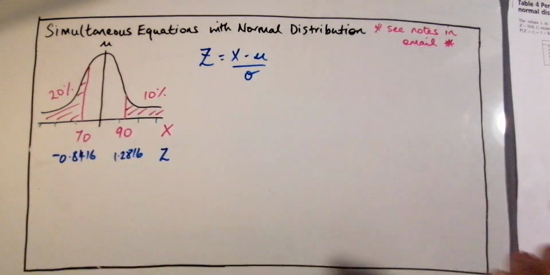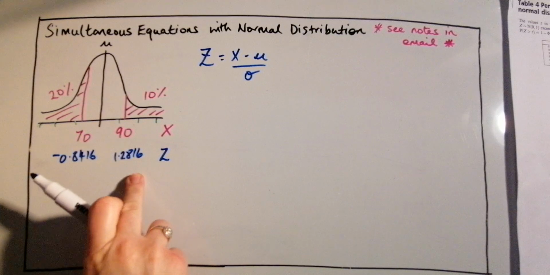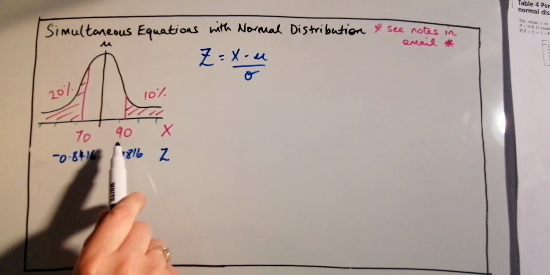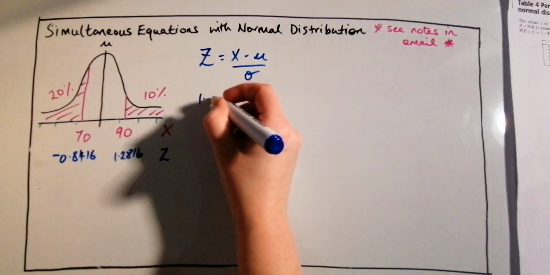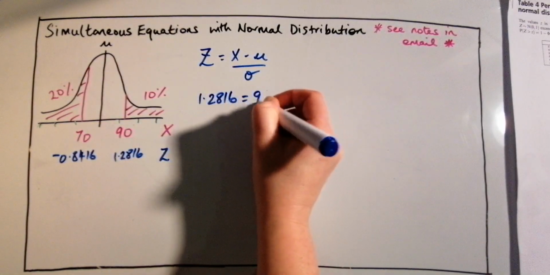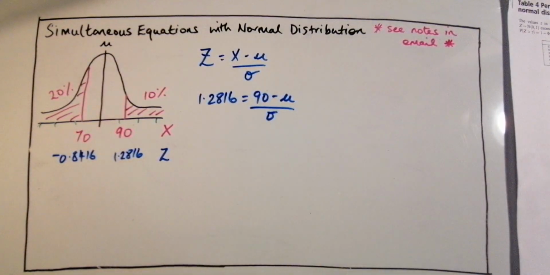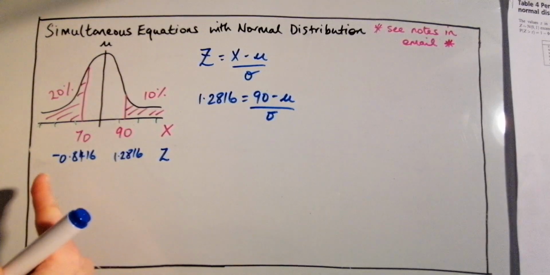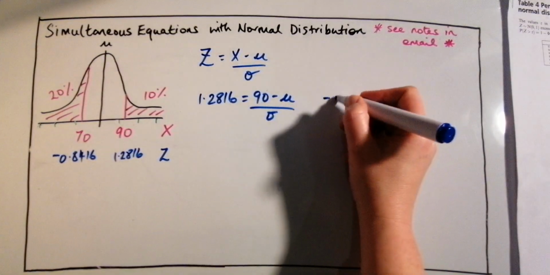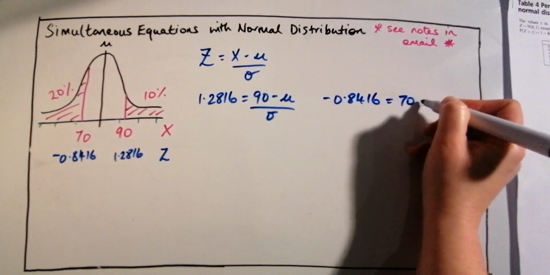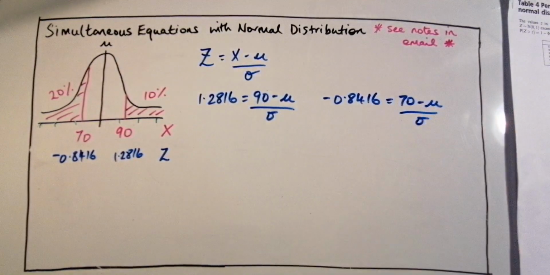Now we've got this formula up here, and that's your standardising formula. So we can use that formula now and introduce all these numbers that we've got going on. If I look at the right hand side first, then my z-score is 1.2816. That's relative to a variable of 90. So 1.2816 is equal to 90, take away my mean, which we don't know, divided by standard deviation, another variable we don't know. If I look at the left hand side, my z-score is negative 0.8416, and that's equal to the variable there, 70, minus the mean divided by standard deviation as well.